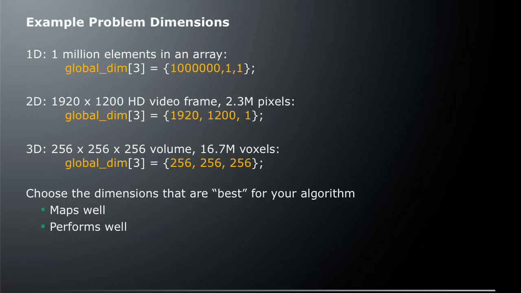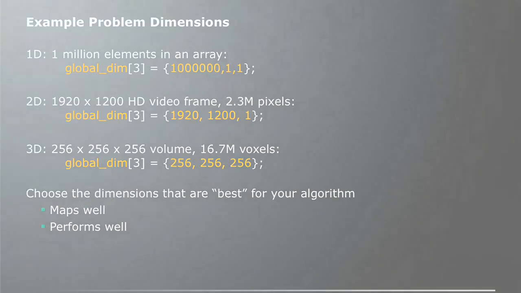But let's say you want to do some volume processing. In that case, you might want a 256 by 256 by 256 global size because it maps well to the problem. So with OpenCL, you want to make sure that you choose the best dimensions that map to your problem and also give you the best performance.